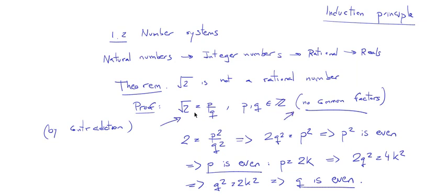We started with some assumptions: the square root of 2 is rational, and p and q do not have common factors. Now we reach a contradiction. If we assume this, these two have a common factor, which means this cannot be true. So we cannot write the square root of 2 as a rational number. The square root of 2 does not belong to the rationals. So that's the proof.